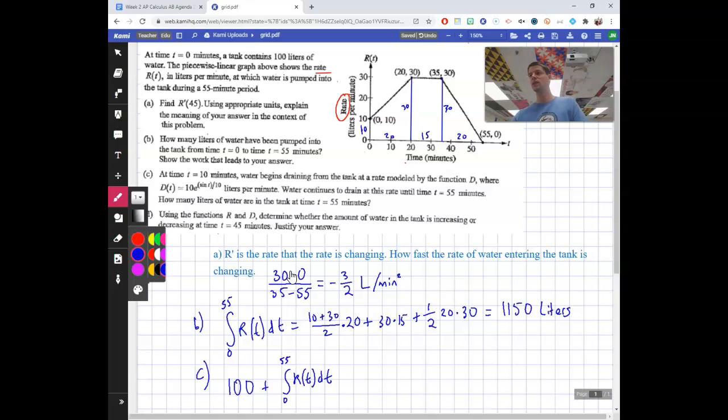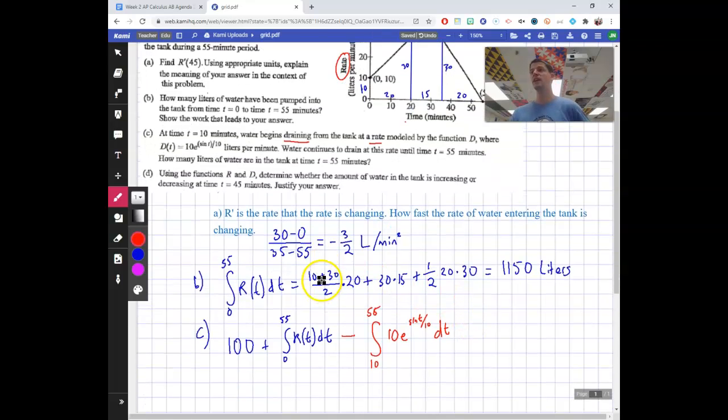But here, the keyword is draining. It's draining from the tank. So we're going to subtract this amount. Now, what is this? This is a rate again, right? So how are we going to calculate how much there is over time? We need to take the integral. And it says it starts draining at 10 minutes. So we need to start at 10 minutes and go to 55 minutes there. So I'm going to write this down: the integral of 10 e to the sine of t over 10 dt. And that right there is going to tell us how many liters of water are in the tank at 55 minutes after all this happens. So what are we going to do?